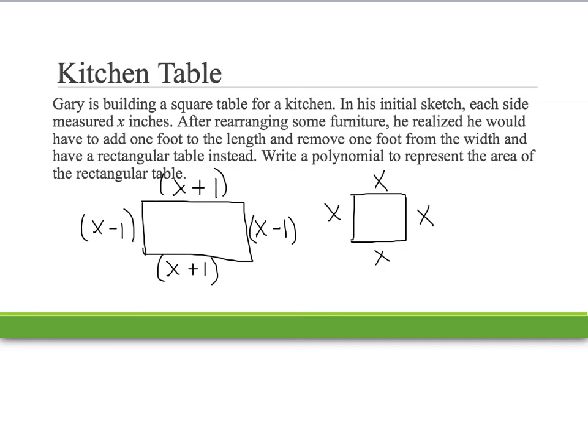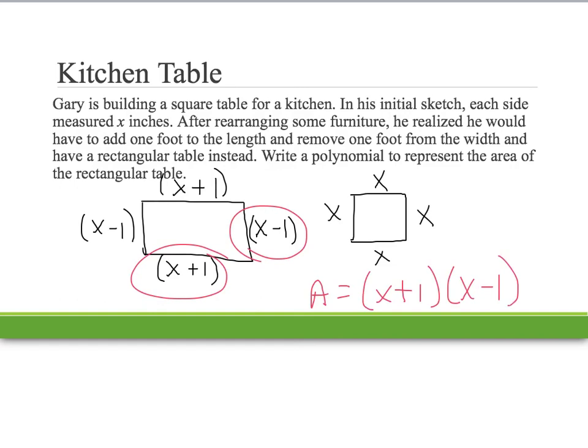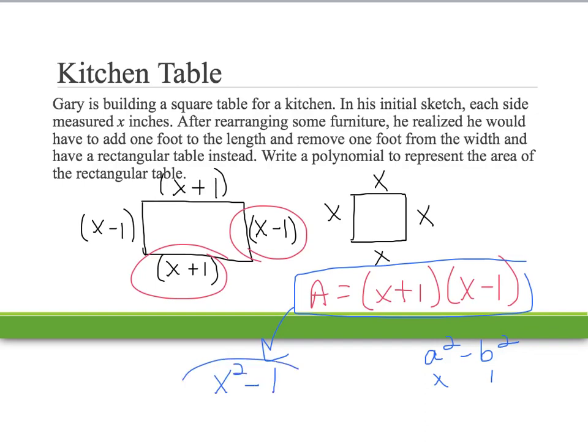Now to write a polynomial to represent this area, we know it's length times width. So the area is x plus 1 times x minus 1. This is actually a case of special products, because we just have plus and minus with the same number, 1. This is the special product a squared minus b squared, where a is x and b is 1. So I can rewrite this as x squared minus 1 squared, which is just 1. So this is the area here.